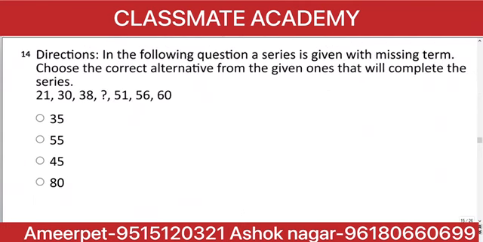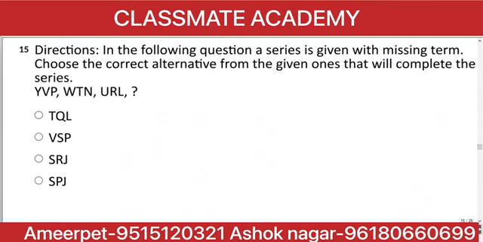Next, again a series question. By seeing it you can get the answer because it is a very easy question. So what is the difference here? 4. Difference here how much? 5. So obviously the difference will be 6, then 7, then 8, then 9. So what is the answer? 45 is the answer.